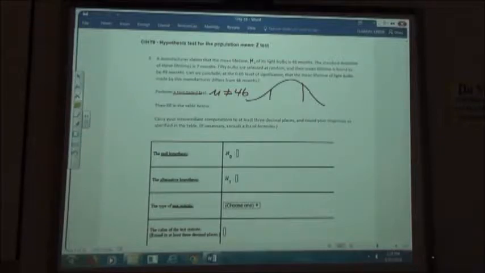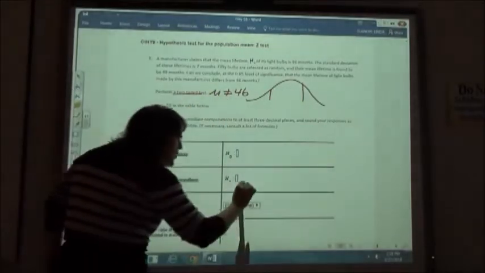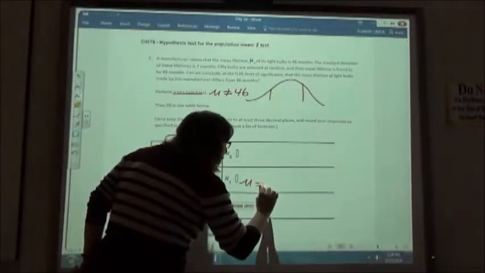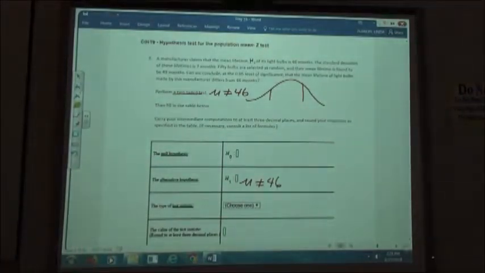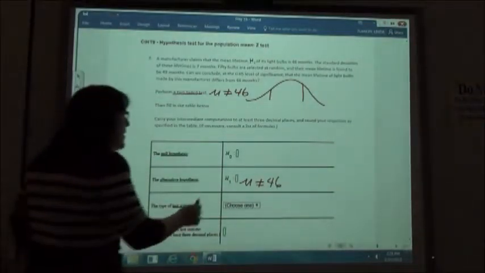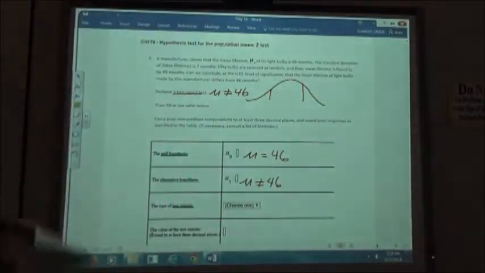So again, they're going to have you do the null and the alternate hypothesis. This is a does not equal, so that's your alternate hypothesis. The mean does not equal 46. My null always has the equal in it. So here my mean does equal 46. And I'm trying to answer the question, does it or does it not?